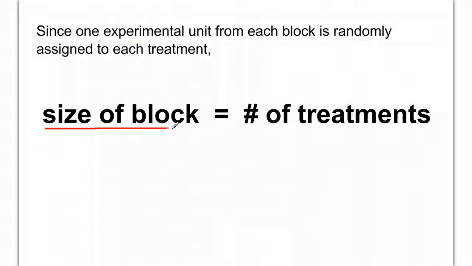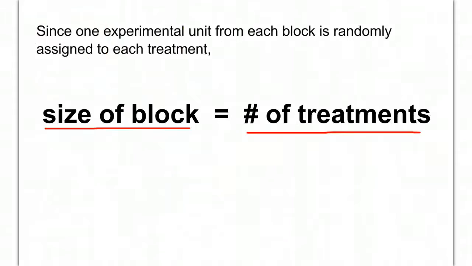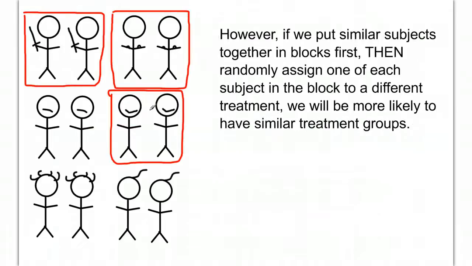The size of the block, the number of people in the block, is equal to the number of treatments. So over here we have blocks of size 2. We have 2 subjects in a single block. That means that in this study we must have had 2 treatment groups. If we had 3 treatment groups, we would need to have 3 people per block. That's an important thing to remember.